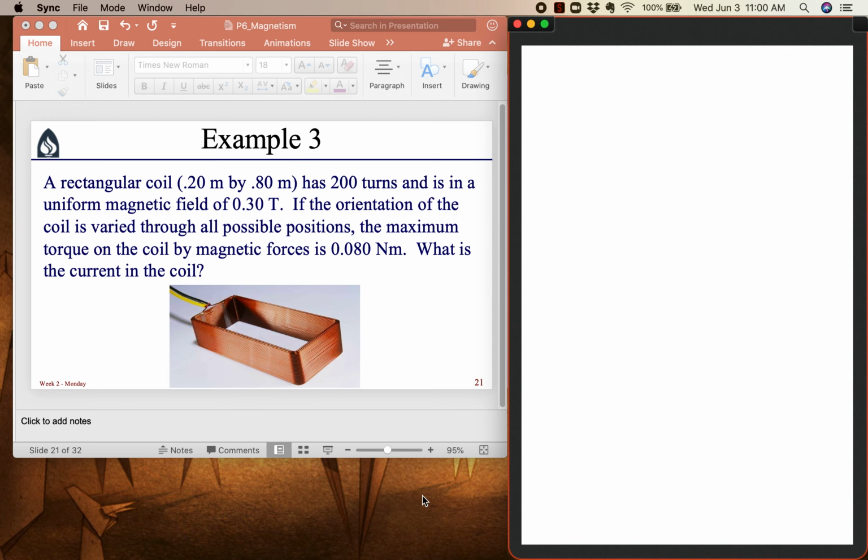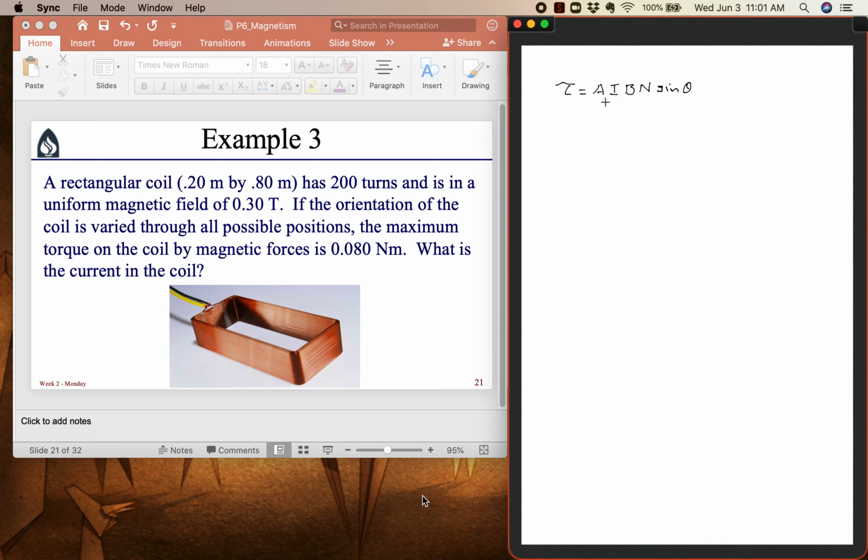So we know that the torque is going to be equal to A, the area, times the current, times the strength of the magnetic field, times the number of turns of wire in our coil, times the sine of theta. And if the orientations are varying, then the sine of theta is varying. Now we know what the torque is. We know the maximum torque. We know that the maximum torque is 0.08 newton meters.